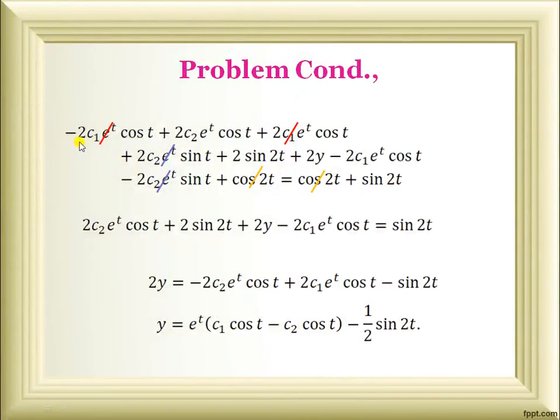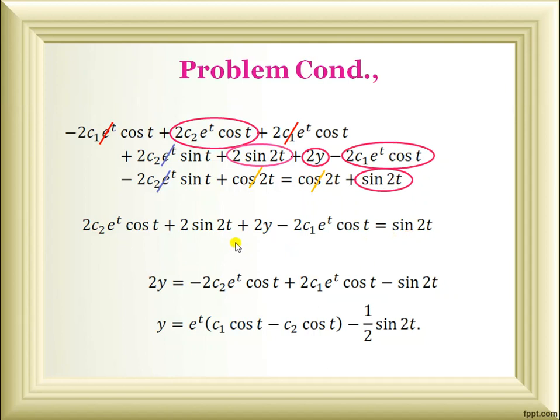Now the first term minus 2c1 e power t cos t and plus 2c1 e power t cos t get cancelled away. 2c2 e power t sin t minus 2c2 e power t sin t get cancelled on the left hand side, and on the right hand side cos 2t also gets cancelled. The remaining things are 2c2 e power t into cos t plus 2 into sin 2t plus 2y minus 2 into c1 into e power t into cos t on the left hand side. On the right hand side I am having only sin 2t.